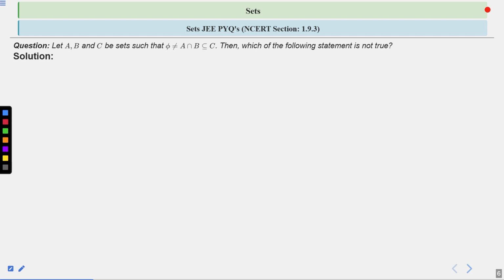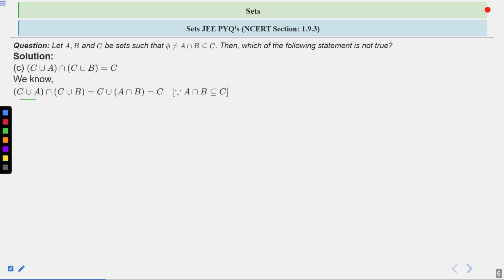Now the third. C union A intersection C union B is the same as C. We have to prove it or give a counterexample if it is not true. In this case, it is true, so we have to give a proof.